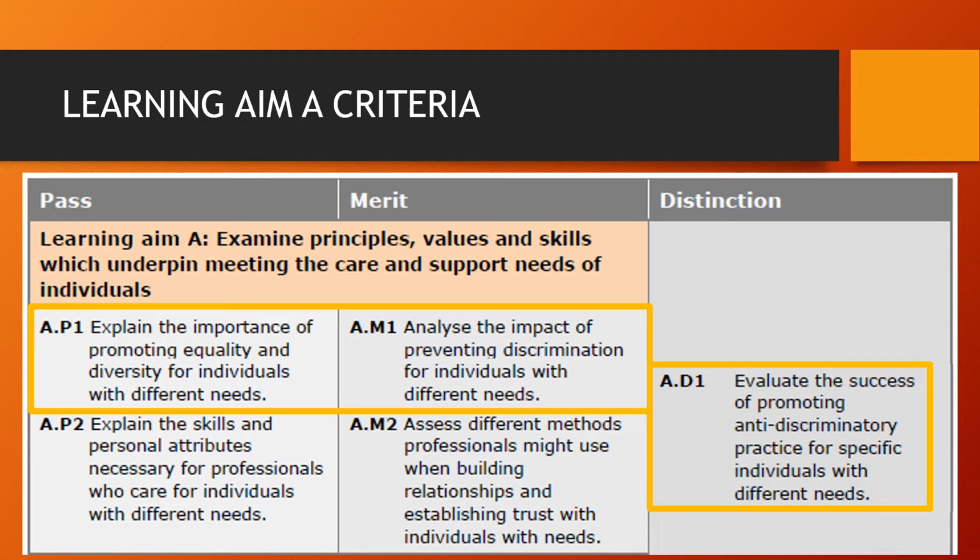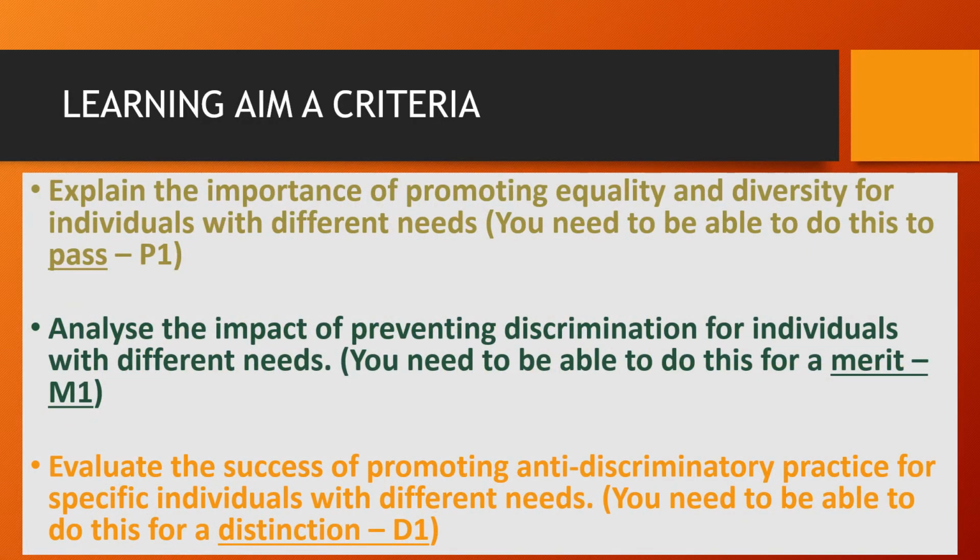And there are three key things that you're being asked to do and try and include within your write-up. So these are to explain the importance of promoting equality and diversity for individuals with different needs. This is the core element. You need to be able to talk about the differences in needs and how equality and diversity help all individuals. Analyse also asks you to think about the impact of preventing discrimination for individuals with different needs.